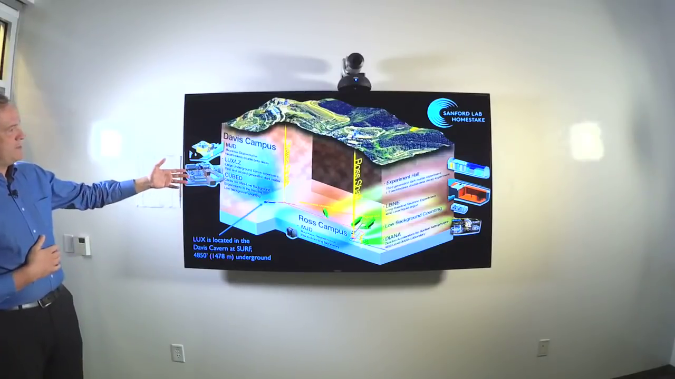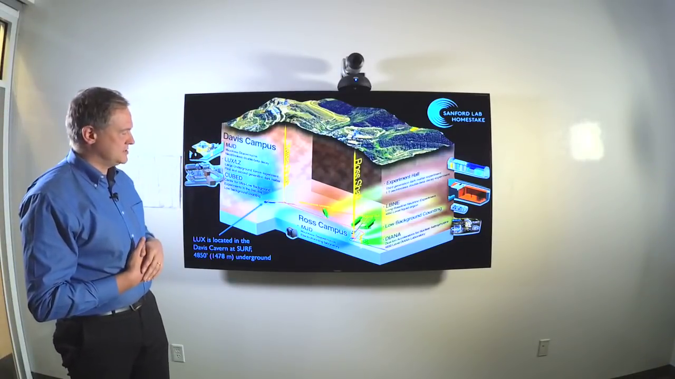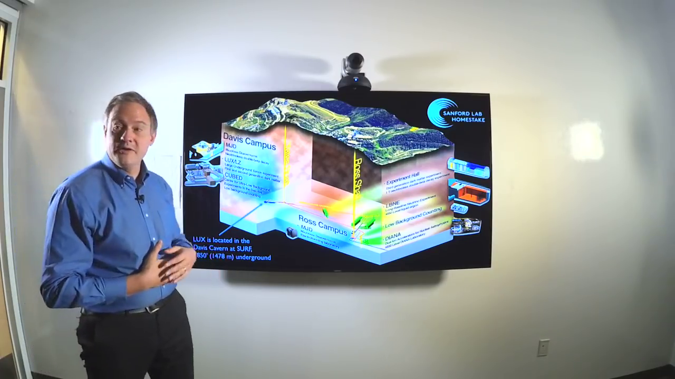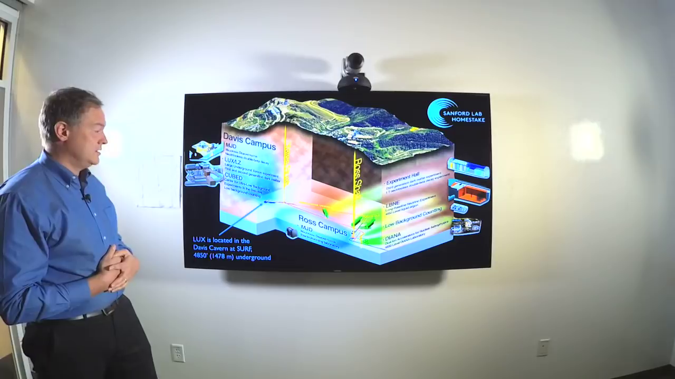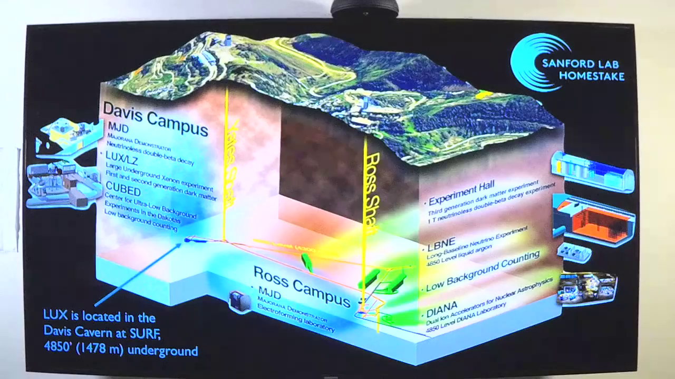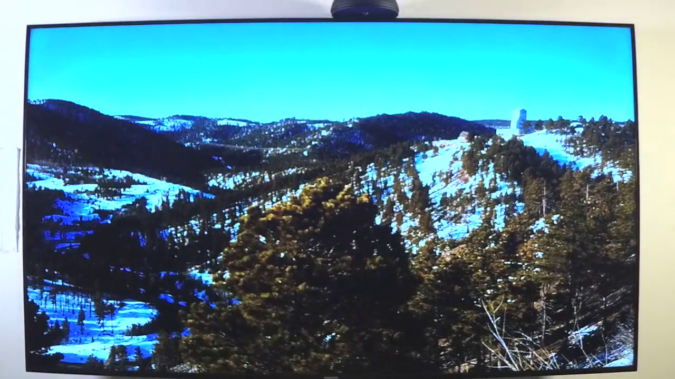Here's where the experiment happened. It's in the Davis campus of the Sanford Underground Research Facility, about a mile underground in the Black Hills of South Dakota, in this sophisticated facility for very low background experiments. Here it is, a photo of the place where it is in South Dakota, in the beautiful Black Hills.